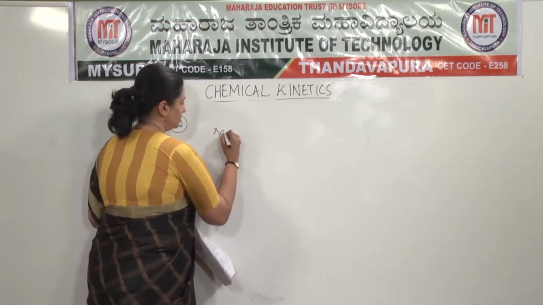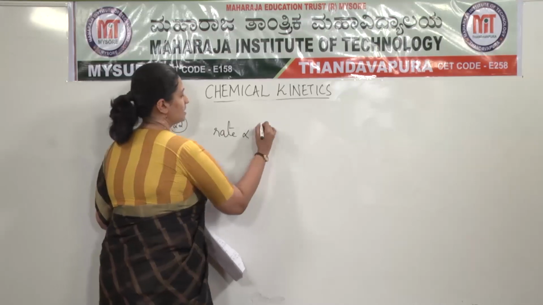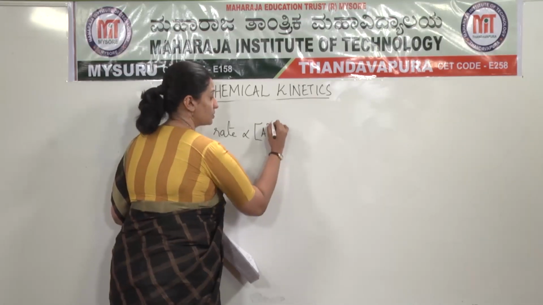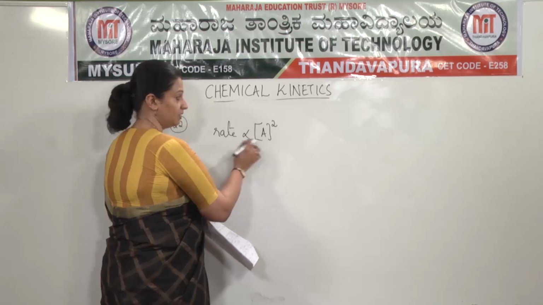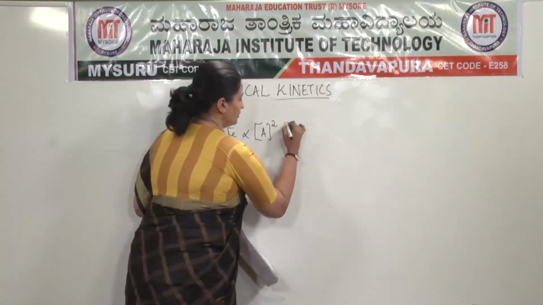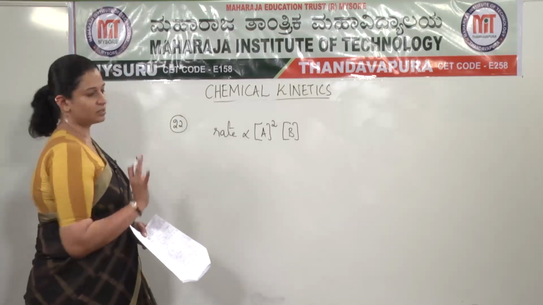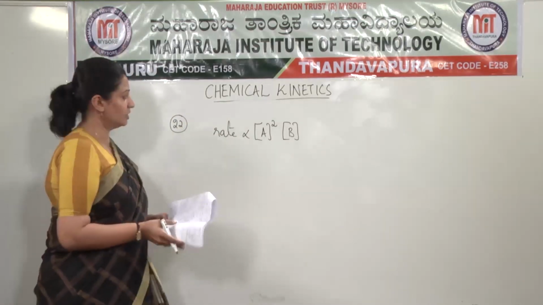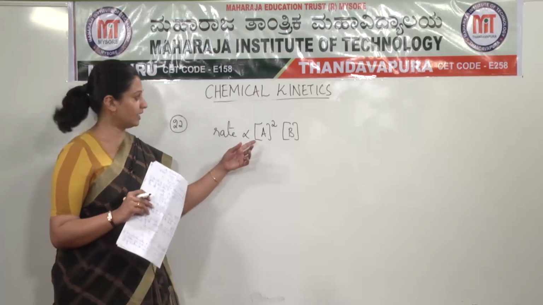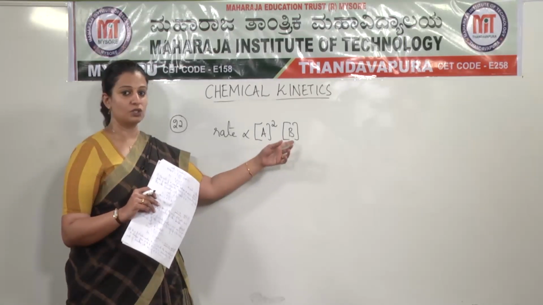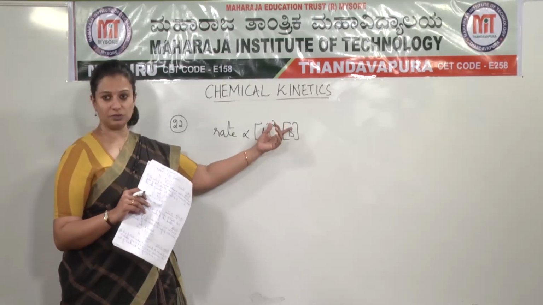So from here we understand the rate is directly proportional to A raised to 2, because when you double A, the rate increases 4 times, whereas if you double the concentration of B, the rate also doubles. So this is the rate law expression. So the order with respect to A is 2 and the order with respect to B is 1. So what happens to the overall order? Sum of the 2 individual orders.